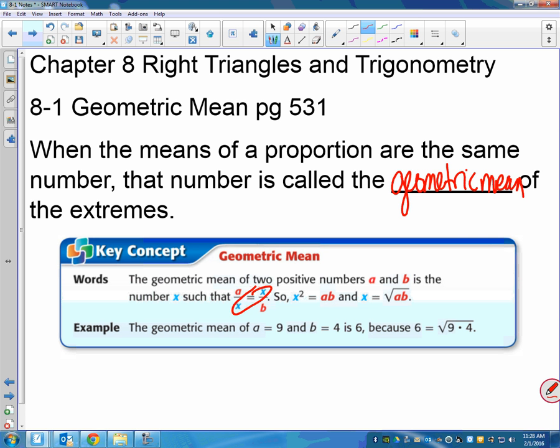And if you solve that every time, how do you get rid of x squared? You square root it. When they ask you for the geometric mean, you can set up a proportion, but the idea is the geometric mean is just taking the square root of the other two numbers. Or a lot of times they'll just say, find the geometric mean of these two numbers, and it means just taking the square root of multiplying them together. So this is what you need to know. Geometric mean.